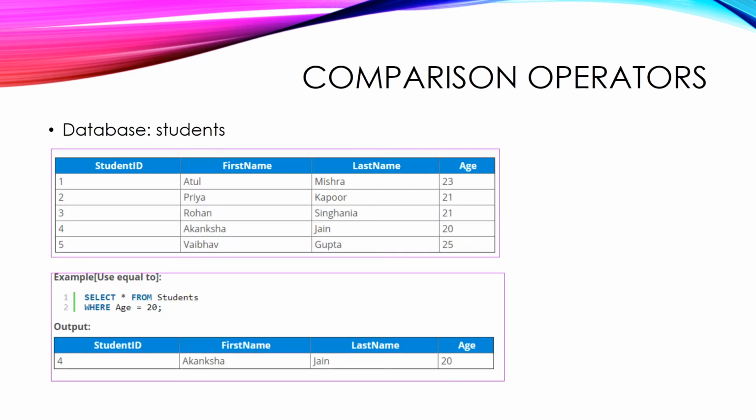Example of comparison operators. The table name is student: student ID, first name, last name, age. First operator is equal to. The query is SELECT * FROM students WHERE age = 20. So the age is 20, the fourth record will be displayed.